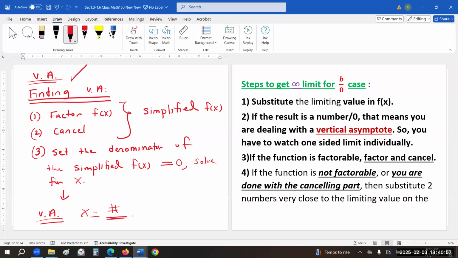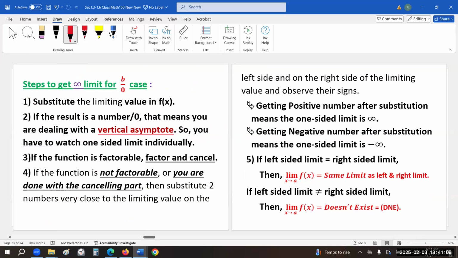And if you don't get a number, that means pick a y value from both sides of the limiting value and observe their sign. A positive sign means you're going to get positive infinity. If you have a negative sign for the y value, that means you're going to have negative infinity. And if the left side limit and right side limit don't give you the exact same thing, then we say the limit doesn't exist. But if you have the same infinity sign or negative infinity sign, that means the limit is infinity or negative infinity.